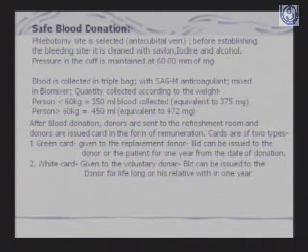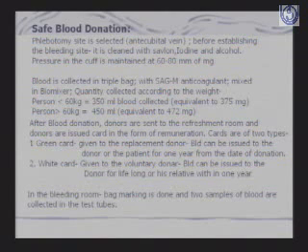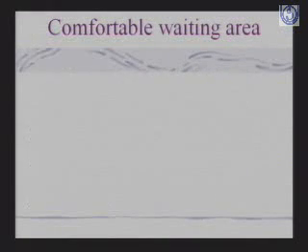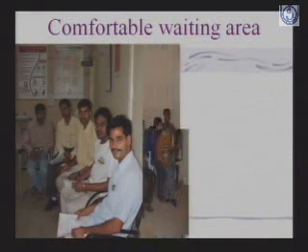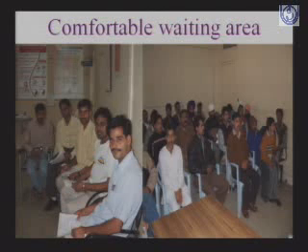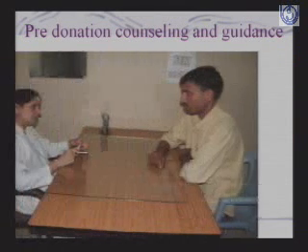For the donor it will be lifelong, but for the relatives and the friends only within 1 year. In the bleeding room, bag marking is done and 2 samples of blood are collected in the test tubes. Now, these are a few of the photographs; you should have a proper waiting area.